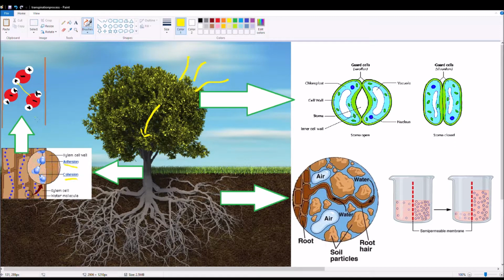The second property of water is adhesion. Adhesion is the attraction of water molecules to the walls of the xylem, like so. Together, both of these forces assist in bringing water in a straight, continuous line up the xylem so it can get to the leaves.